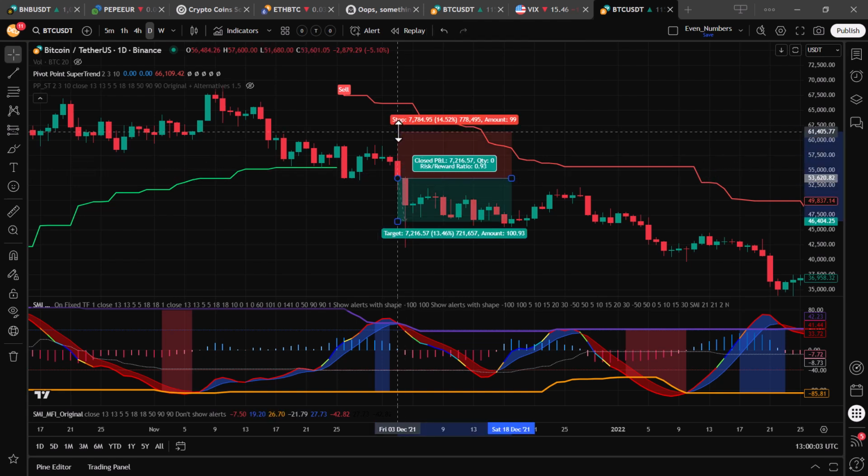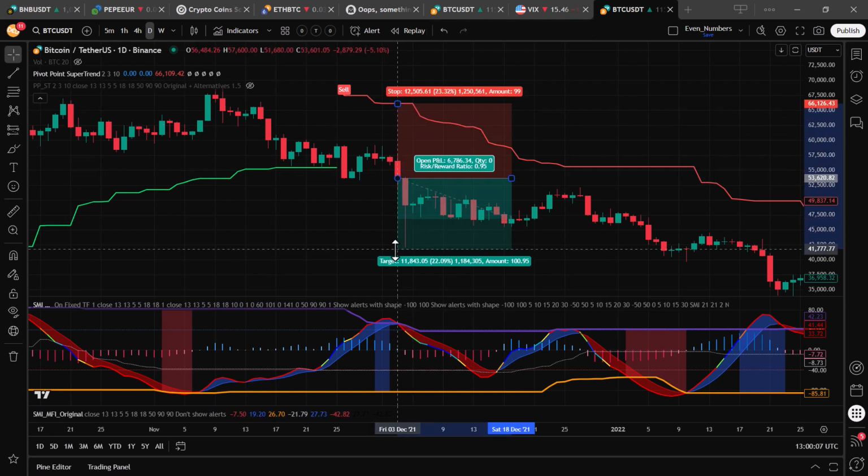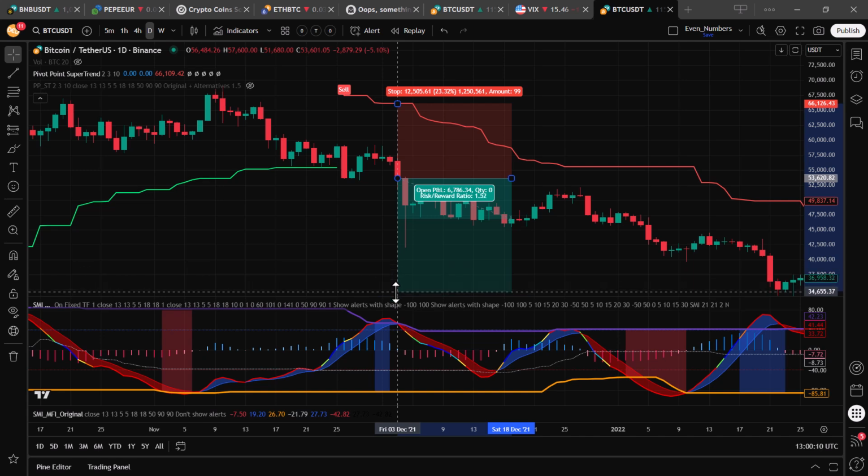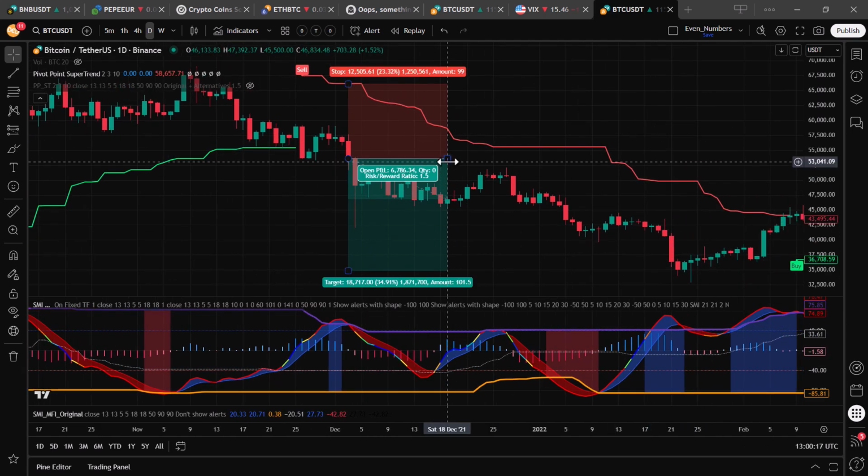And for short positions, place the stop loss above the supertrend line and also set a profit target at a 1.5 risk to reward ratio. And these are the rules we live by if we're going to trade with this strategy.